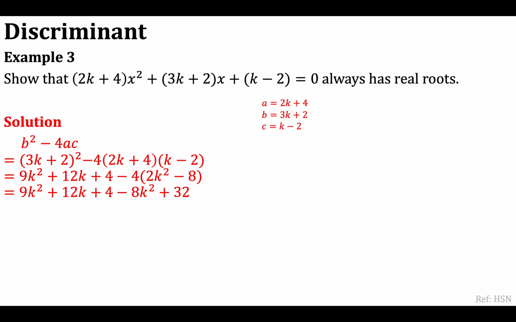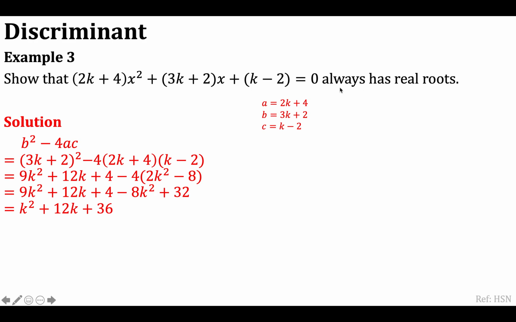Now, I can obviously simplify this expression here. So I've got 9k squared minus 8k squared, leaves me with k squared. I've got my 12k, and then I've got a 4 plus 32, which gives me 36. So you can see the simplified expression is k squared + 12k + 36.